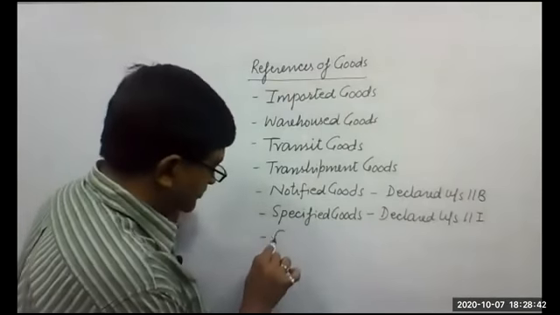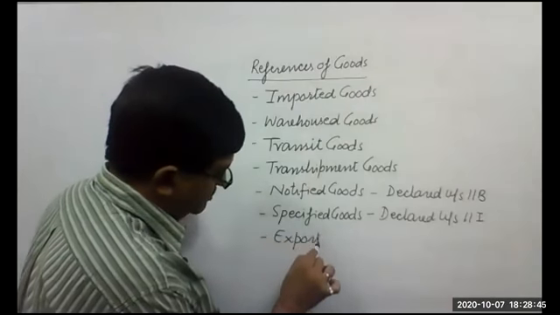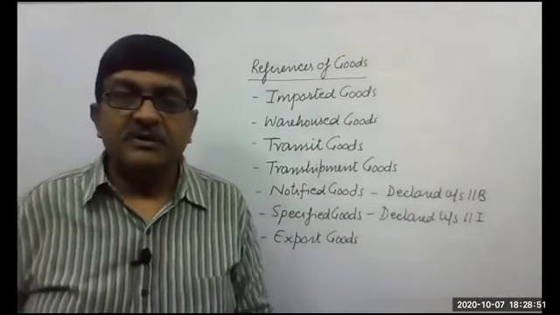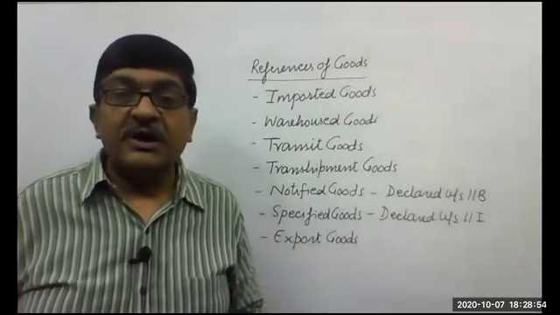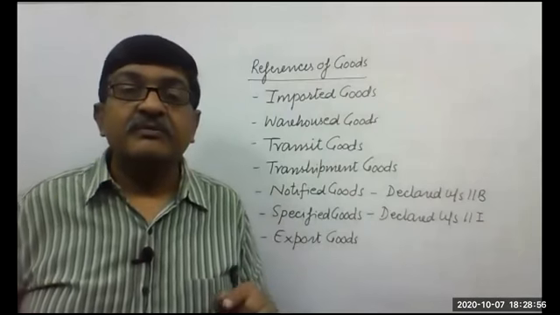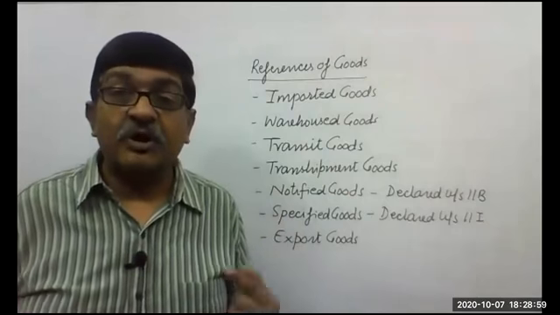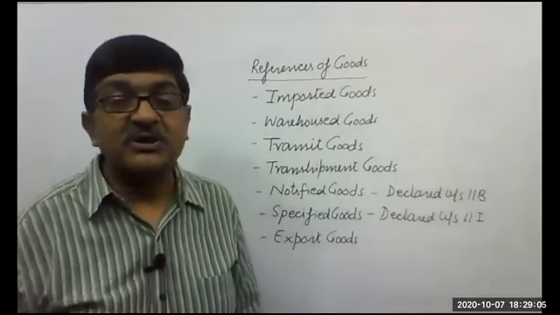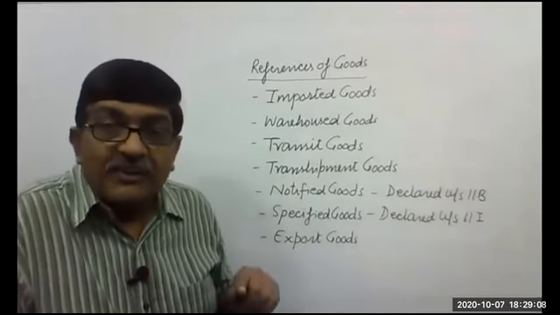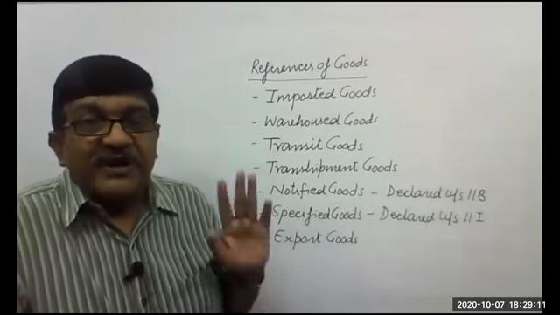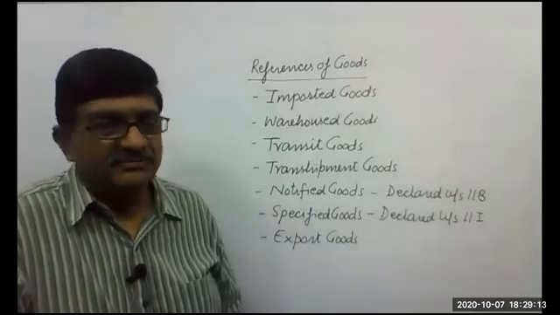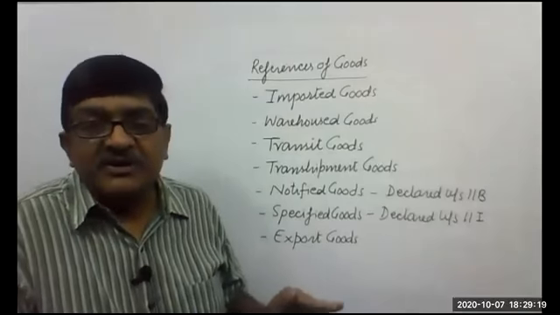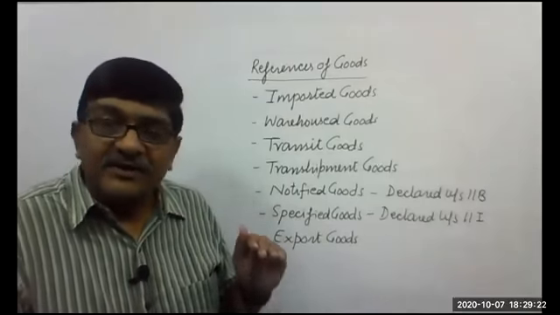Export goods. Goods brought at the place of export and in relation to which a bill of shipment or bill of export has been filed. Only bringing the goods at the place of export, that doesn't make the goods export goods. Goods brought at the place of export and the relevant documents are filed, then those are referred to as export goods. Clear? So these references you can find somewhere. These references do come, but if the meaning is clear, it is good enough.